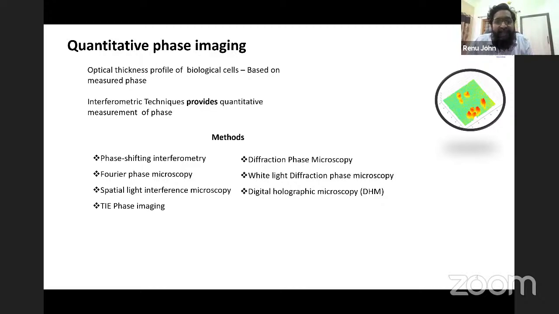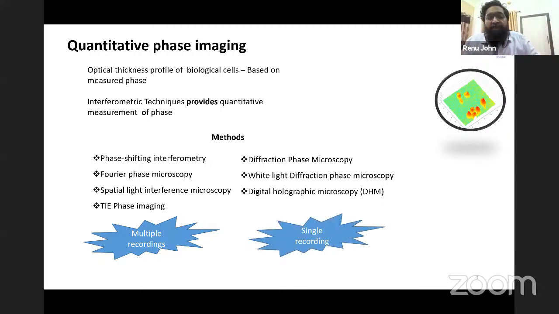There are also techniques like what we call transport of intensity, where we can really move away from coherence, but we can study the propagation of light intensity along the z or depth direction, and multiple recordings can bring out how the phase propagates. There are also some classes of interferometry techniques where we can reconstruct the phase with the help of a single recording. Holographic microscopy is one of those, which I would talk about today.